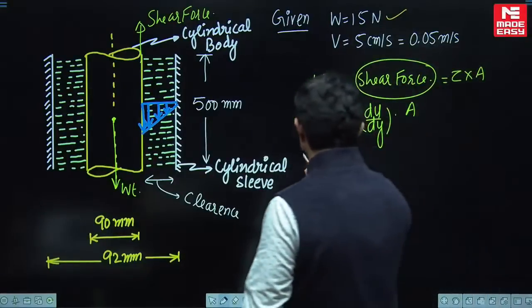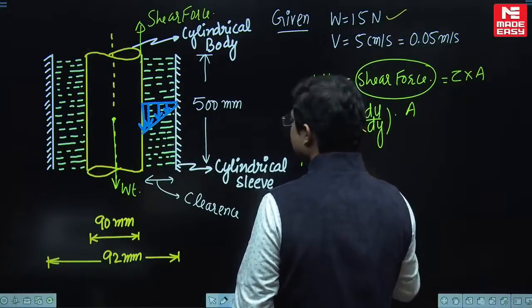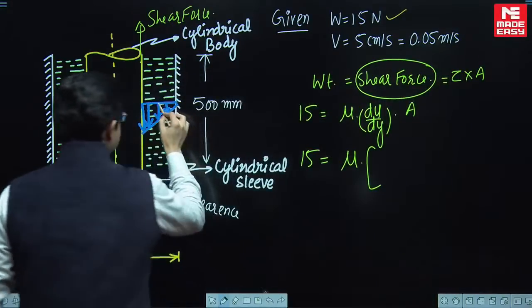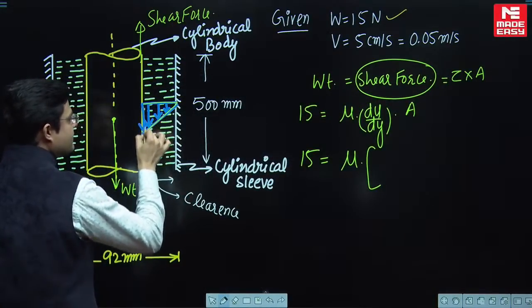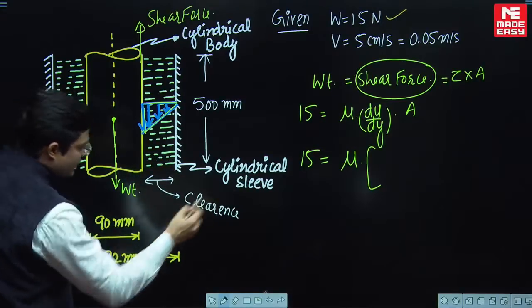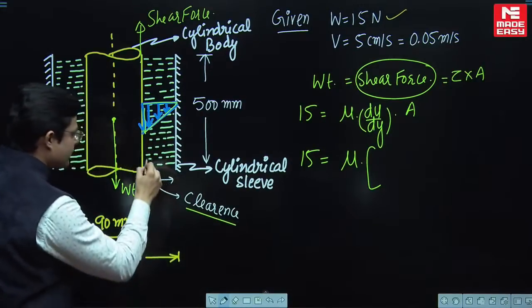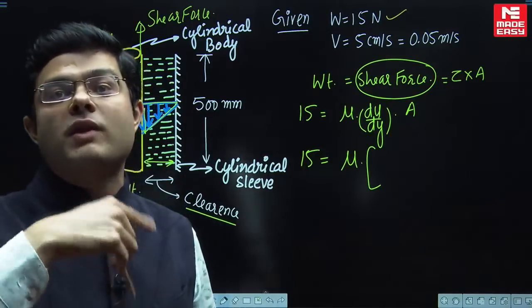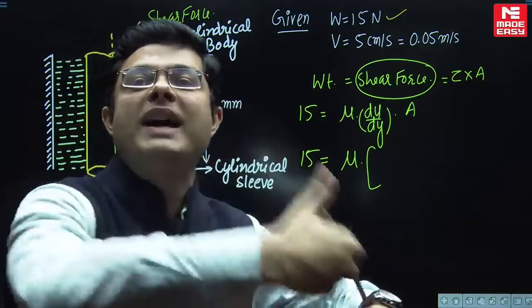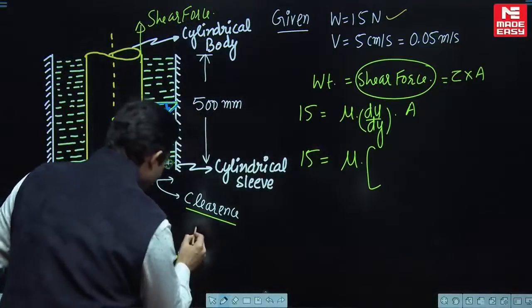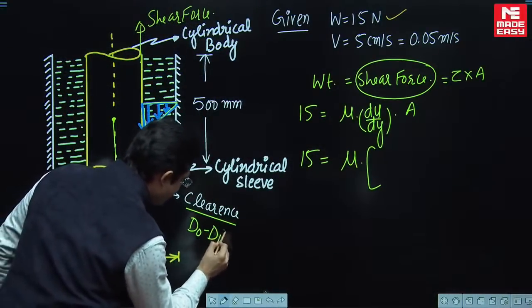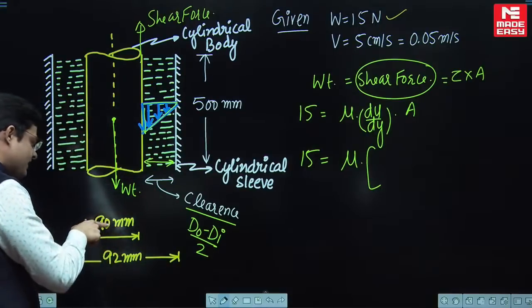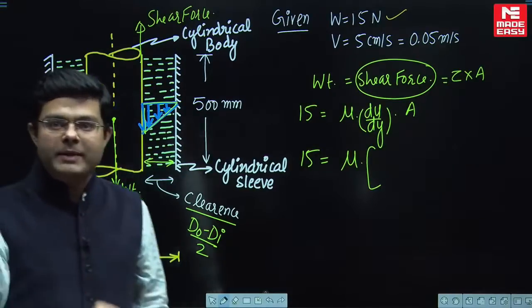So therefore it is going to be 15 is equal to mu. Viscosity is what we need to find, and the values you can put. For du, clearly it is mentioned that the velocity distribution in this clearance zone is linear. What will be the value of clearance? This is very important. What will be this height? This height is to be noted here, because most students will take it as do minus di. No, it is going to be do minus di by 2 that is the clearance. So that is 92 minus 90 by 2, that is 1 mm.